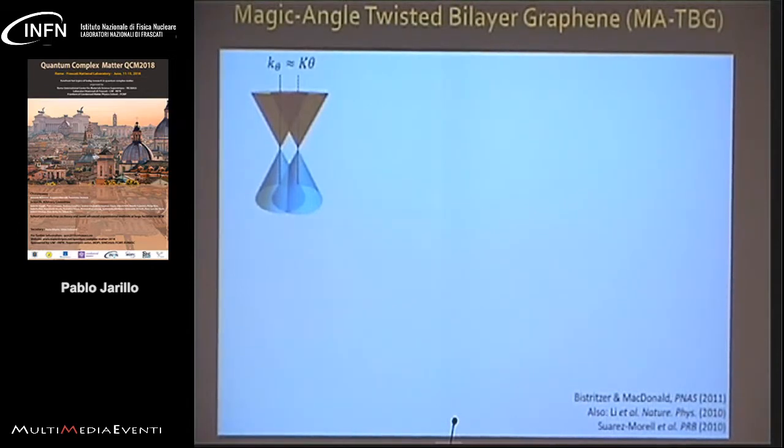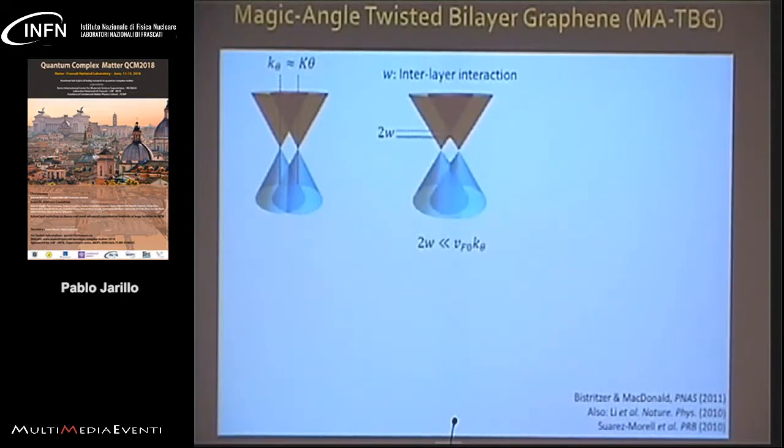In real life, however, these two graphene sheets which are on top of each other are just 3 angstroms apart, and the electrons in one layer see very much the electrons in the other layer. Okay? So what happens in reality is the following. There is some interlayer coupling, W, and this opens up a gap here.